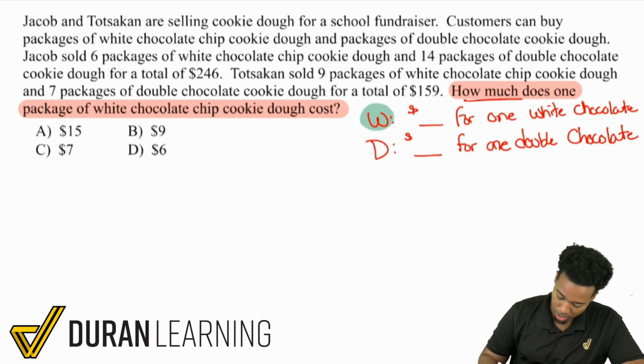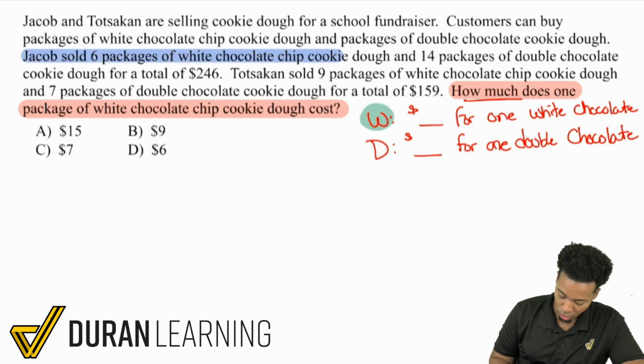We see right over here, Jacob sold, so I'm going to highlight this in blue. Jacob sold 6 packages of white chocolate chip cookie dough, 14 packages of double chocolate chip cookie dough, total 246.